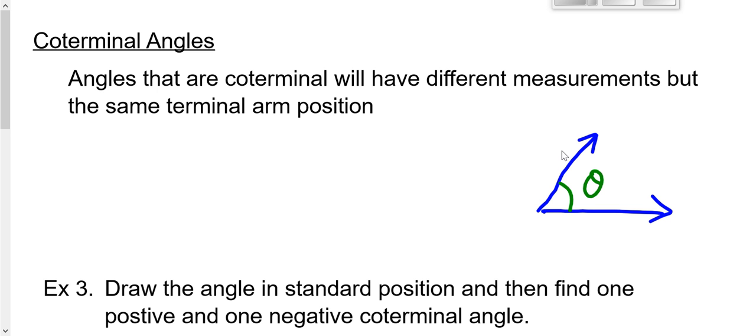Depending on where the terminal arm ends up, your angle may be wider, may be narrower. If your terminal arm is just here, then your angle is of course narrower. And if your terminal arm is here, then of course your angle would be wider. Alright, so let me do a general example to illustrate this.